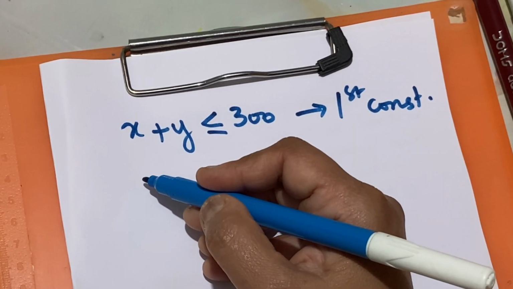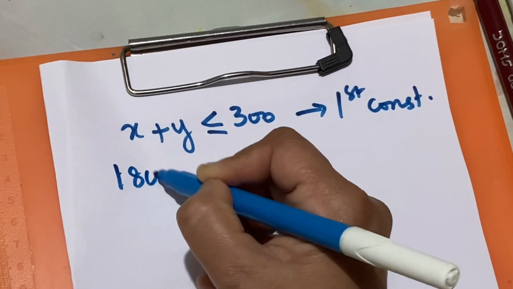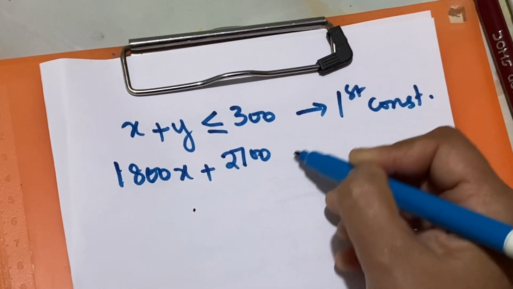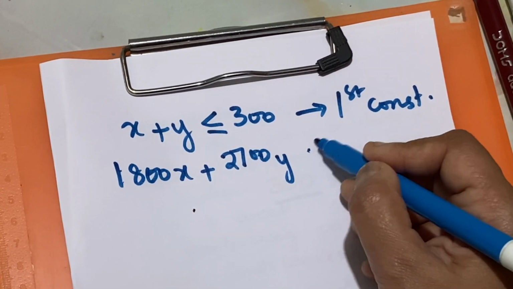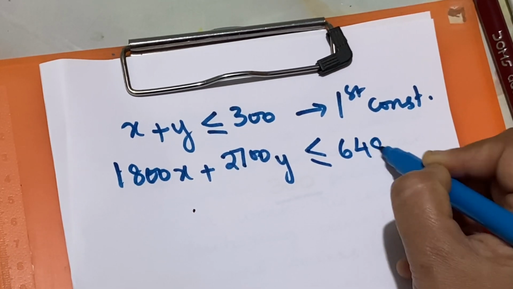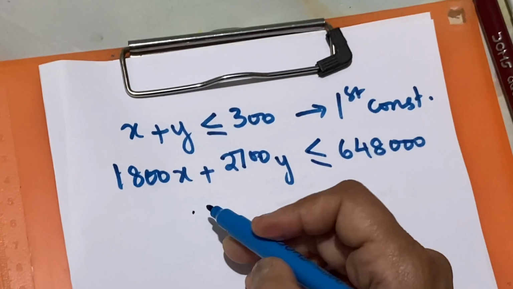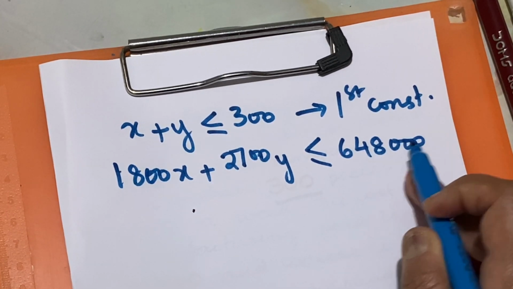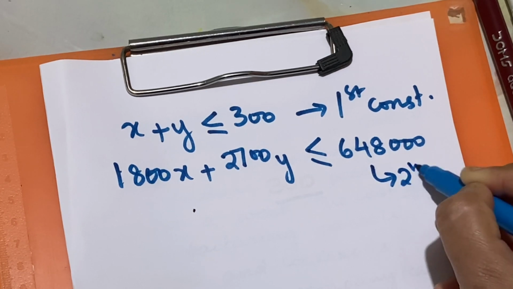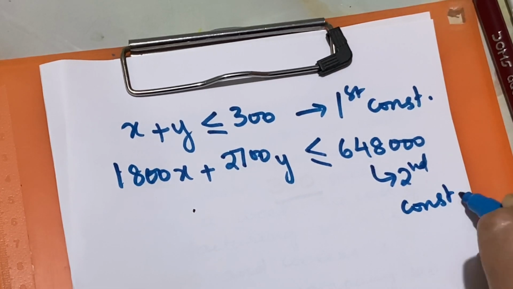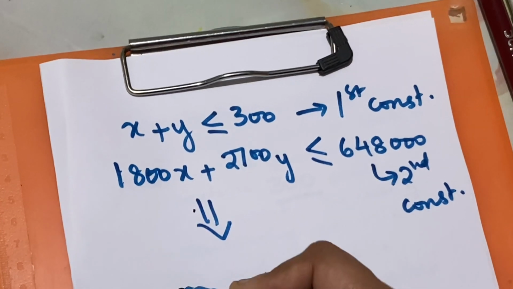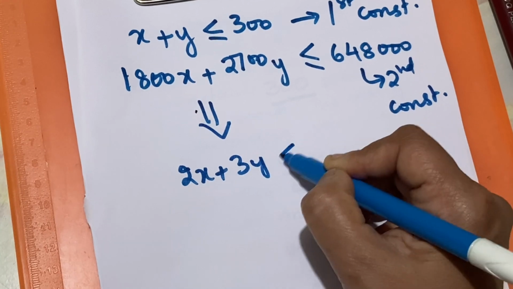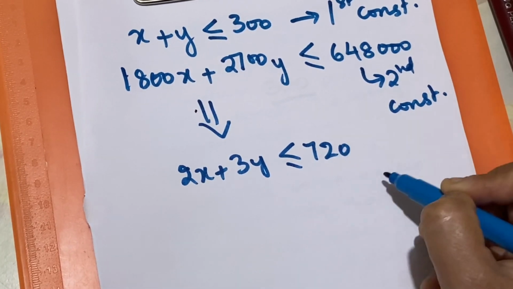The second constraint is 1800x plus 2700y should be less than or equal to 6,48,000. That is, the cost spent for manufacturing cannot exceed 6,48,000. So this is the second constraint. This can be written as 2x plus 3y less than or equal to 720.